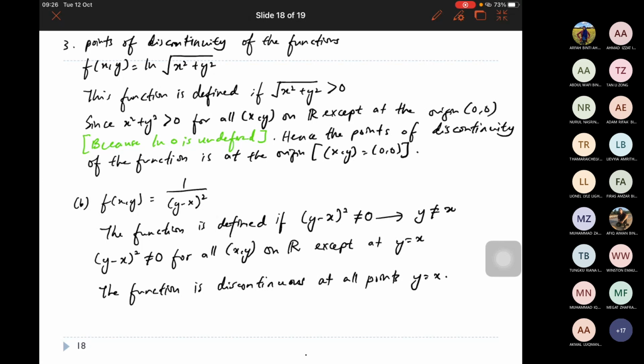Tidak? Dan? Okay, those who have finished, try the next example.